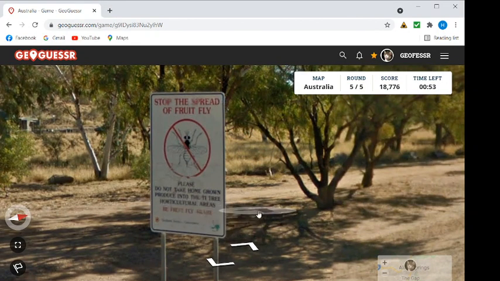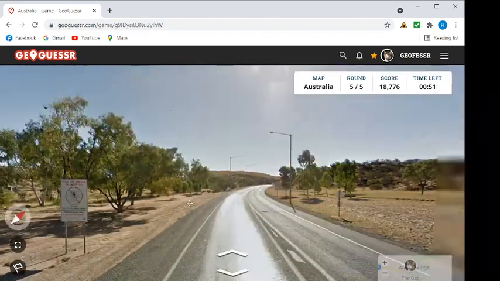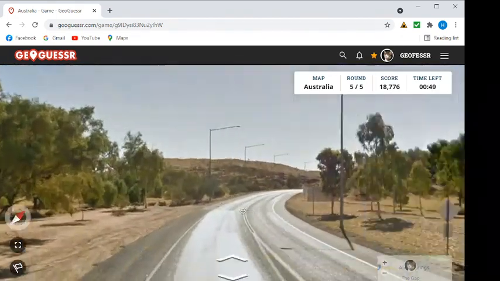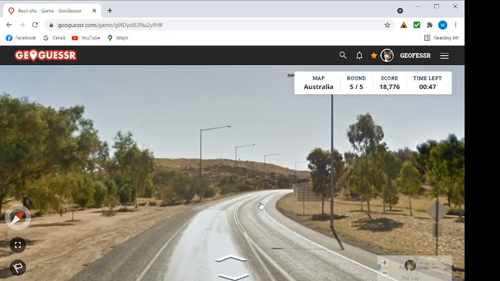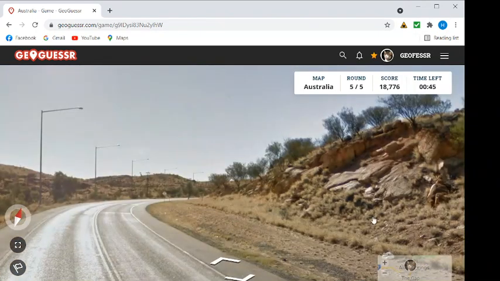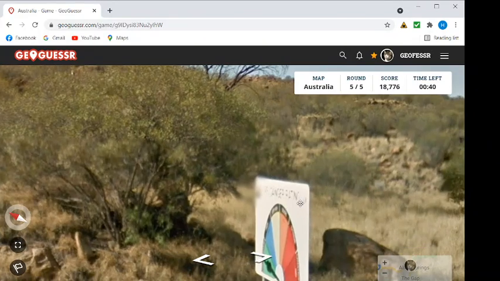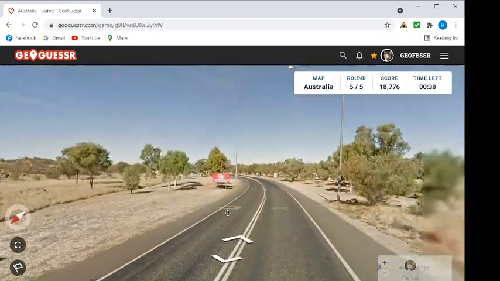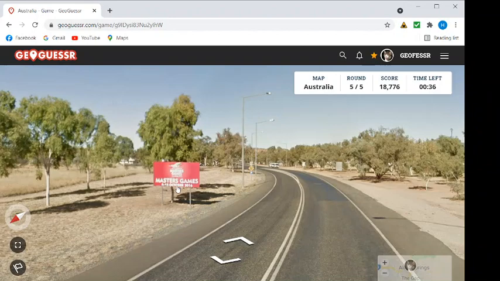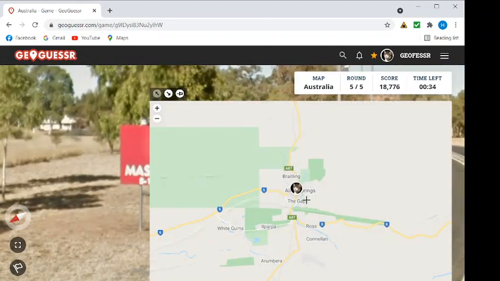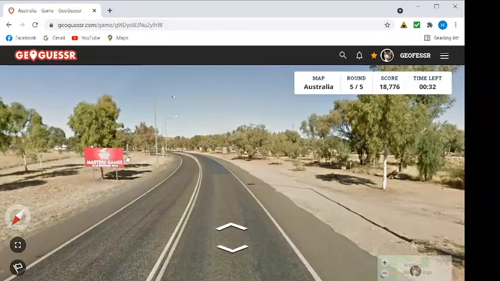Let's see, do not take homegrown produce into the tea tree horticultural areas. Okay, so that's right. There's the tea tree, which is this toxic thing that's used as like an insect repellent and things like that. Yeah. Okay, so it said welcome to Alice Springs.